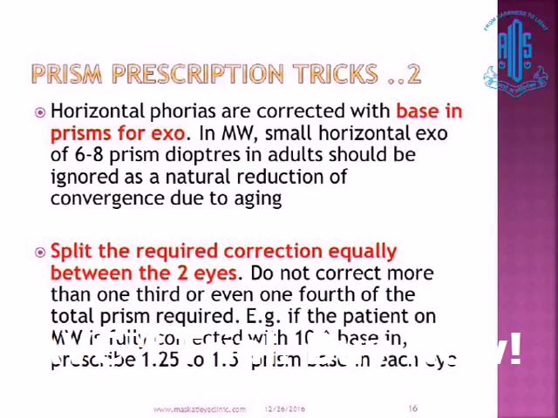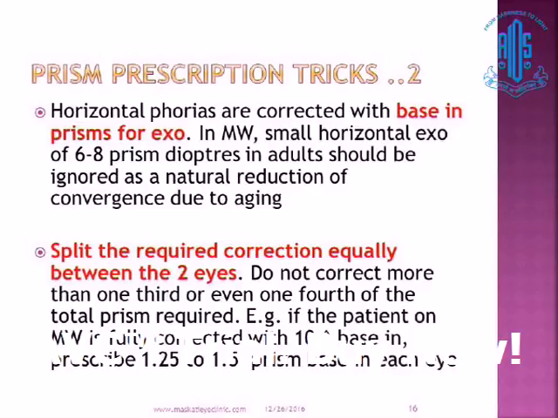Horizontal phorias are corrected with base in prisms, as I said, for exo. You don't give the full correction. You give part of the correction. That means suppose now your patient is, when I do the Maddox wing and I find patient requires 12 prism diopters base in for an exophoria, 12 prism diopters. Now when I want to prescribe for him, what do I prescribe?